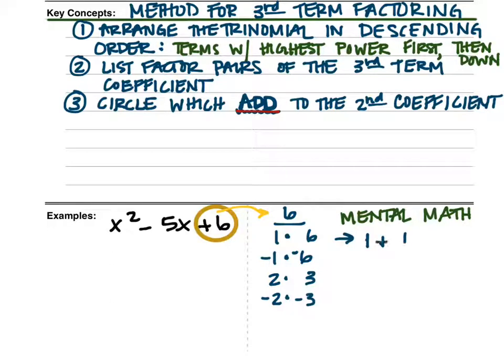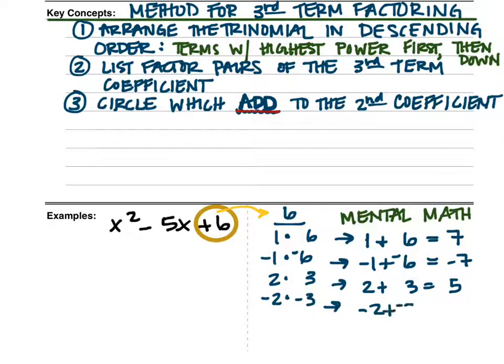if I add 1 plus 6, I'll get 7. -1 plus -6, I'll get -7. 2 and 3 together give me 5, and -2 plus -3 give me -5. And that's the one with which we want to work. So I go ahead and I circle that.